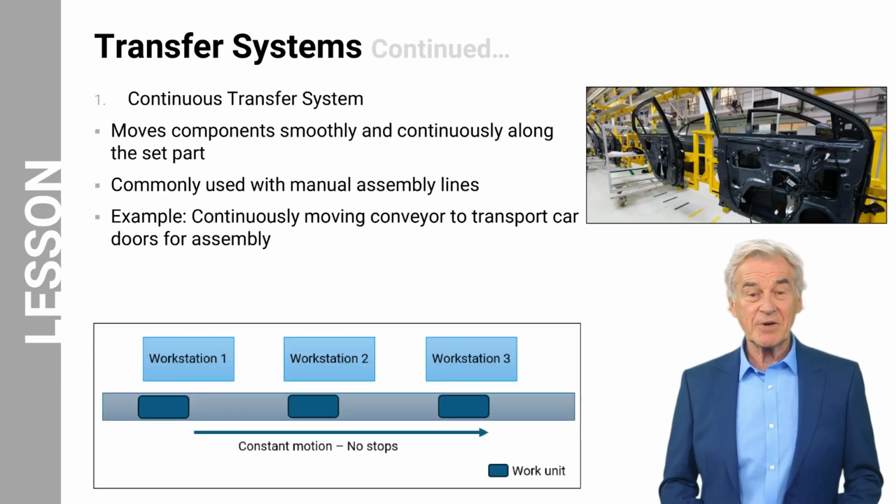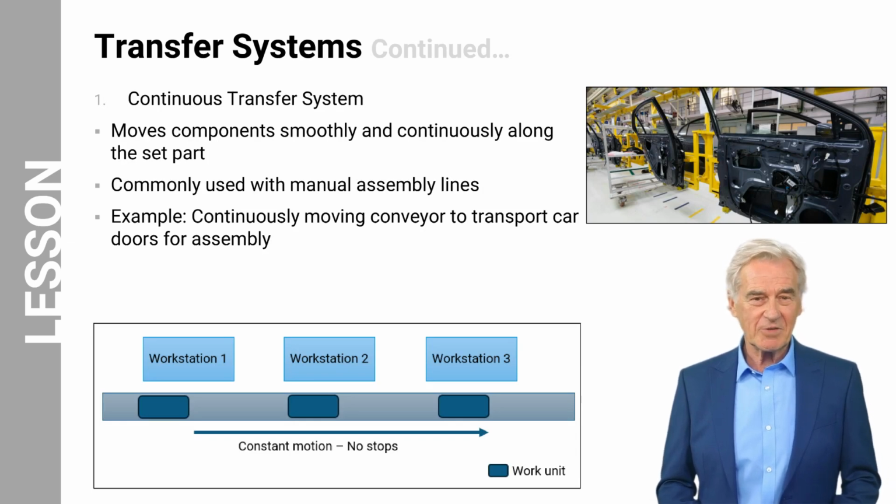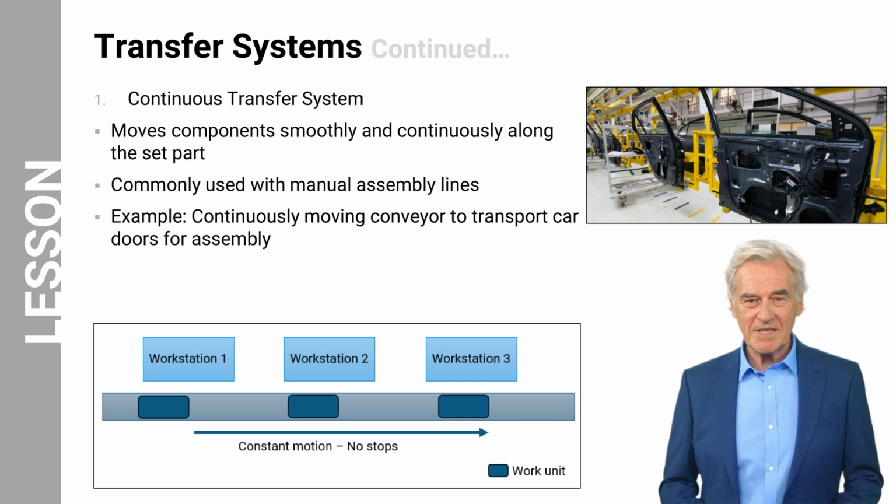A continuously moving conveyor is an example of a continuous transfer system that is commonly used within manual assembly lines. The speed at which the conveyor moves is kept constant, and the worker can either work on the unit that is fixed to the conveyor or remove the work unit from the conveyor to perform a specific production activity.